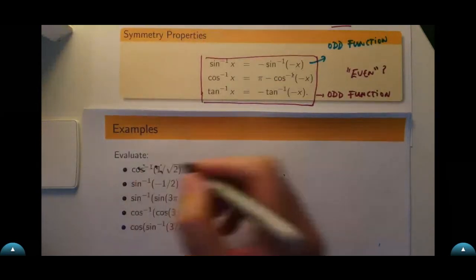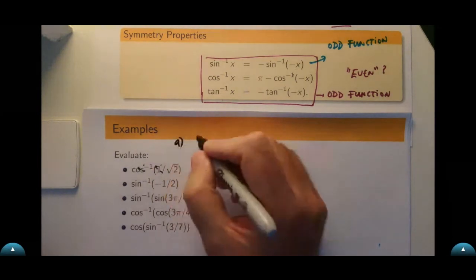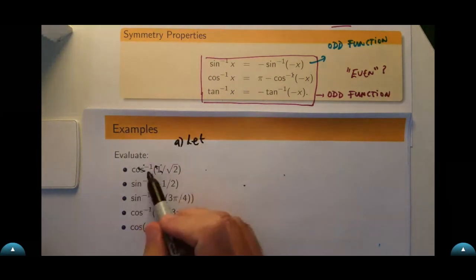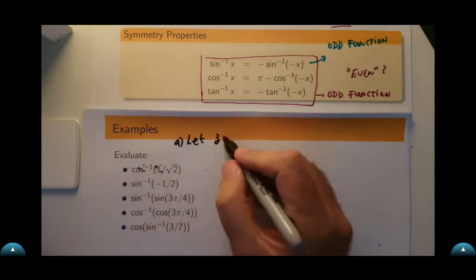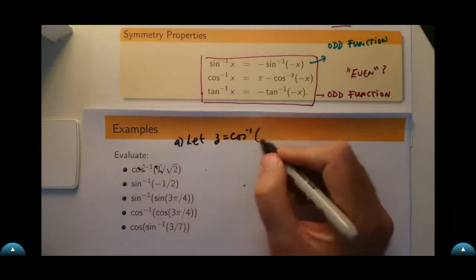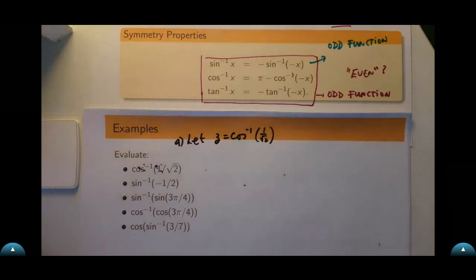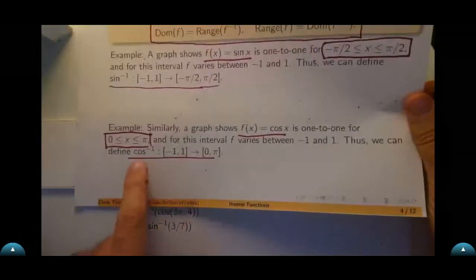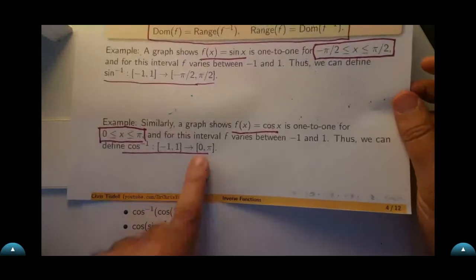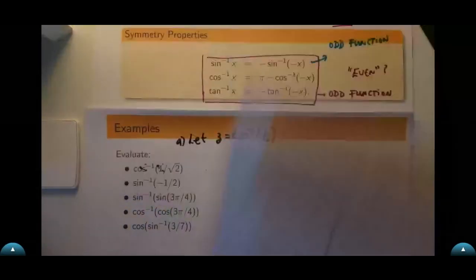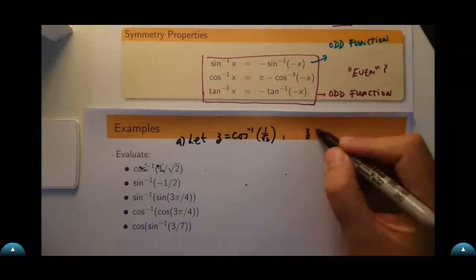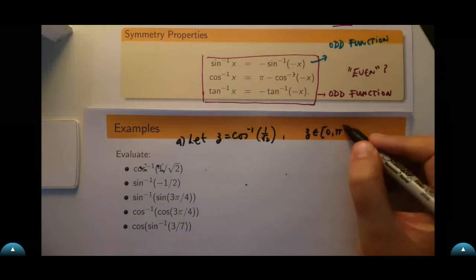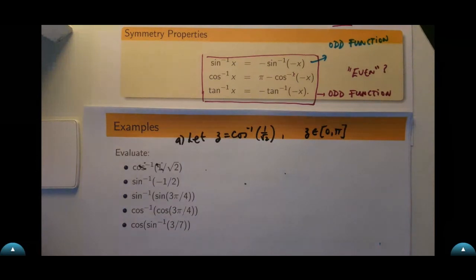All right. So I'll start at the top here. So we want to compute the cos inverse of 1 on root 2. So I'll let z be the answer that we want. Okay. Now we know from the definition of cosine inverse that z has to be between 0 and pi. So in other words, it has to be greater than or equal to 0 and less than or equal to pi. All right.